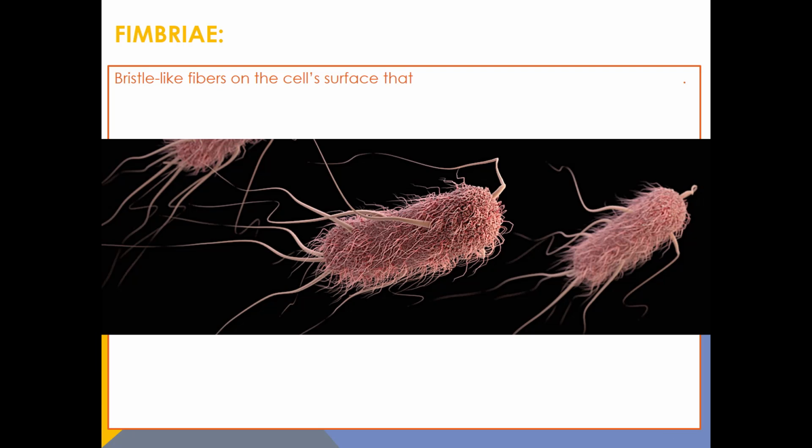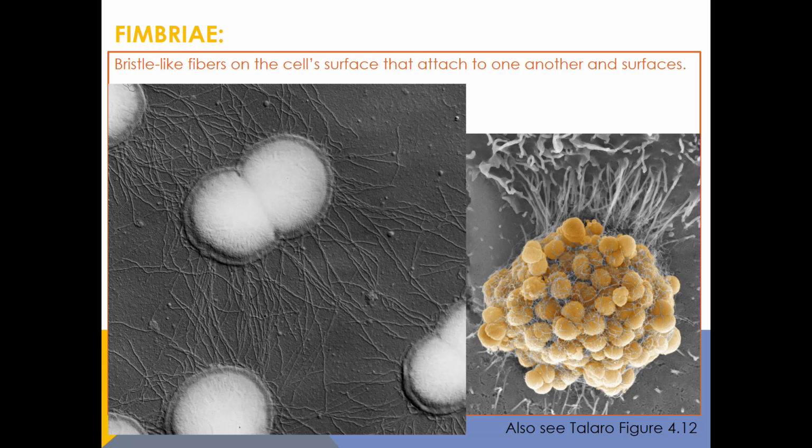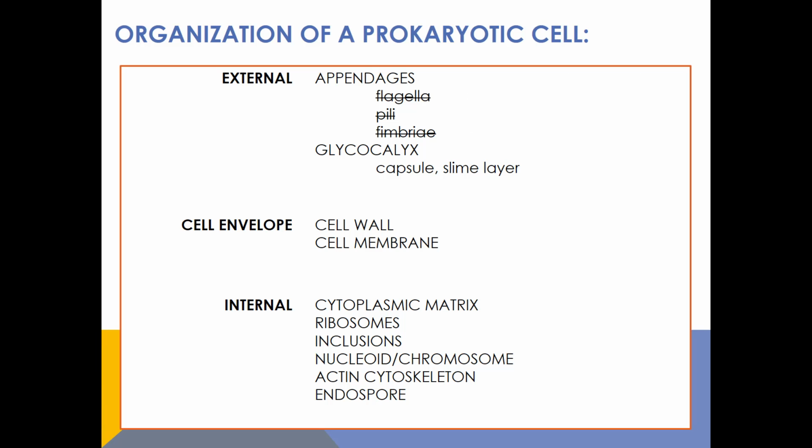Next are fimbriae. Fimbriae are short, bristle-like fibers on a cell that help with host attachment. So not these long ones, those would be more like peritrichous flagella, but rather the short, hairy-looking ones. And they help with attachment to hosts and each other, such as pictured here, as well as other surfaces. So fimbriae are part of attachment. So that was the appendages.